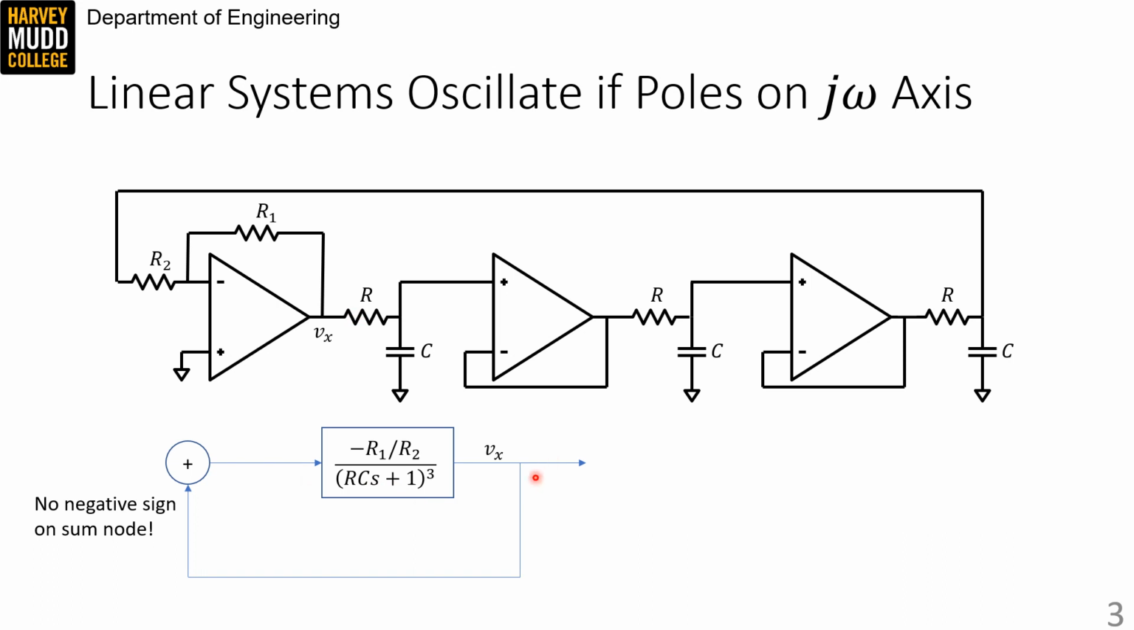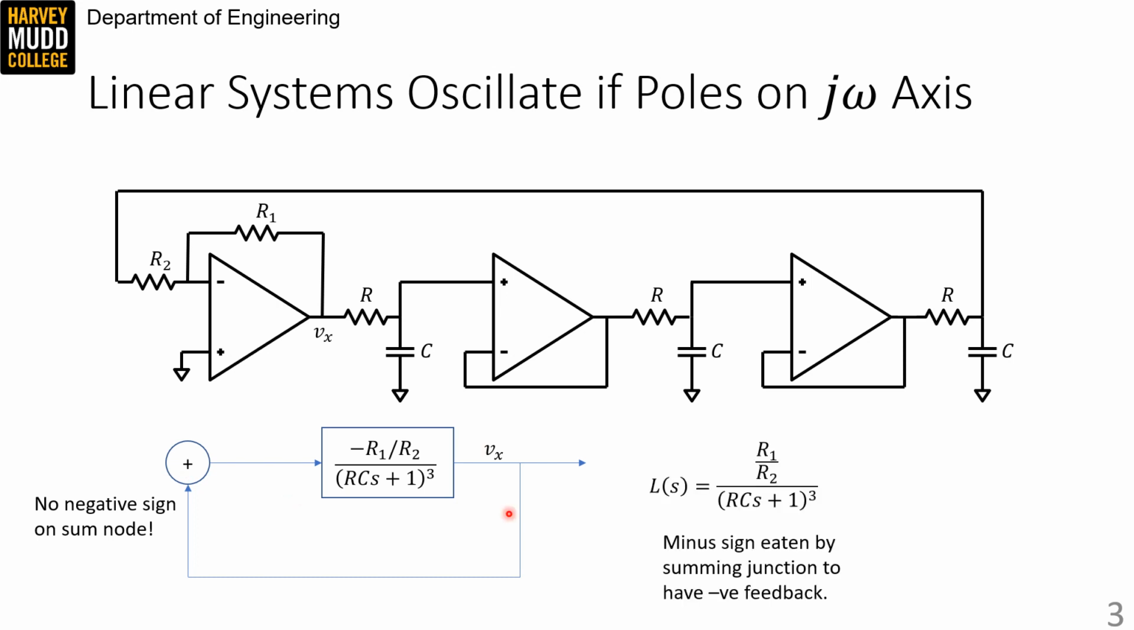The system is drawn in unity gain feedback here, because we just have a wire from the output of the third stage back to the first one. However, this block diagram looks a little funny, because the summing junction doesn't have a negative sign. It also doesn't have an input, but that's normal for an oscillator. So that means this system looks like positive feedback around a negative loop gain.